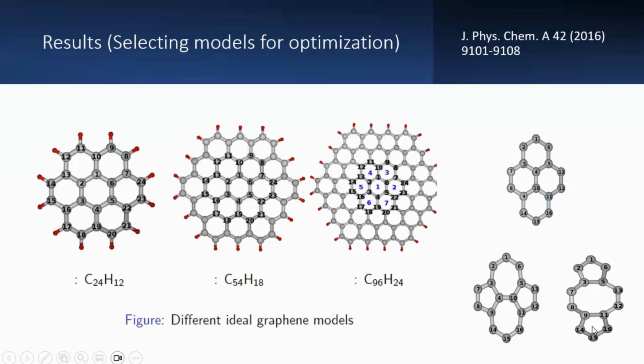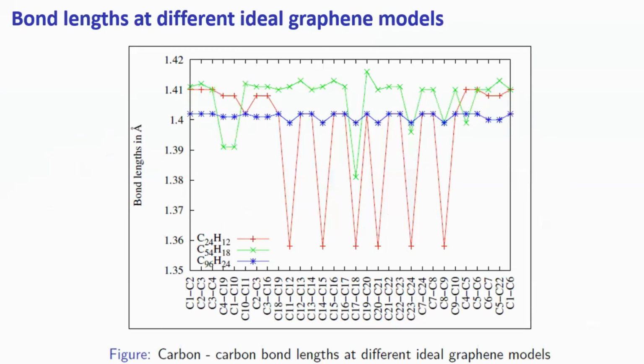This is nothing but the double vacancy defect. Now let us think about how we can use this model to understand the graphene electron transfer properties. As we know, for pure pristine graphene, the carbon-carbon bond length will be 1.42 angstrom. If I think about all the models, we can see at C24 the bond lengths vary very highly. At C54, the bond length variation is quite low.